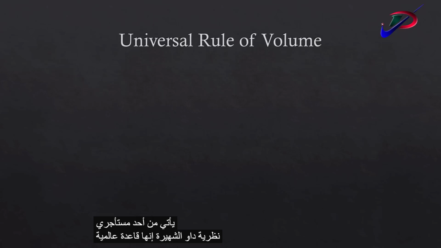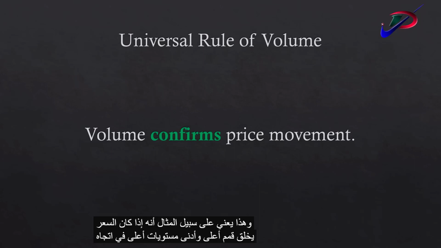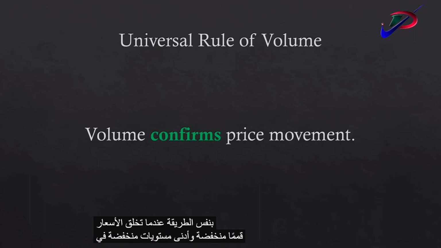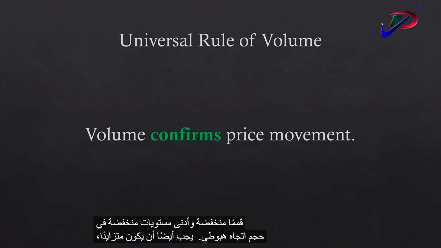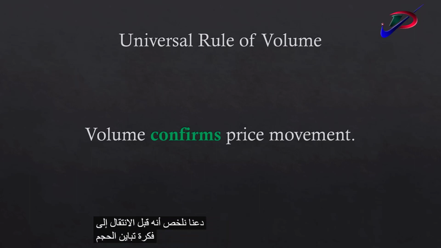It's a universal rule about the relationship between price and volume. The rule is that volume confirms price movement. That means, for example, that if price is creating higher highs and higher lows in an uptrend, volume should also be increasing. In the same way, when price is creating lower highs and lower lows in a downtrend, volume should also be increasing. Let's summarize that before moving on to the idea of volume divergence.